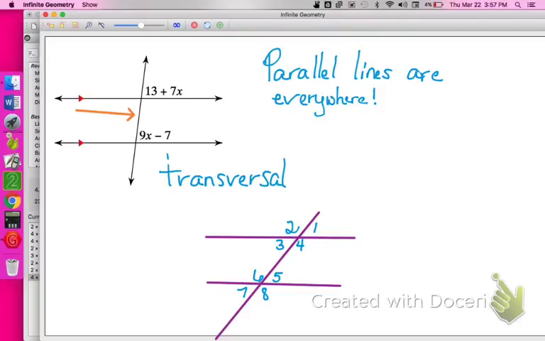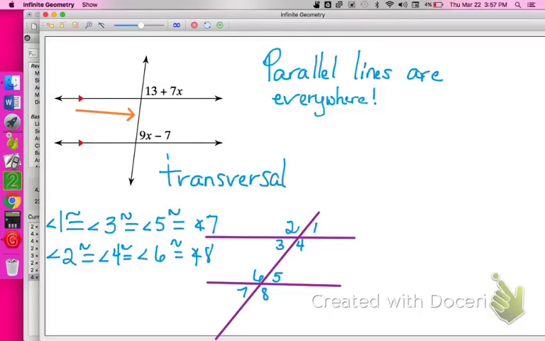Whenever I have two parallel lines and a transversal, I have 8 angles. But there's only 2 numbers that will fit into this whole thing. Either they're equal to each other or they add up to 180. So you can see the angle 1 and 2 are straight angles, so they're going to add up to 180. So it's kind of like tic-tac-toe. 1, 3, 5, and 7.